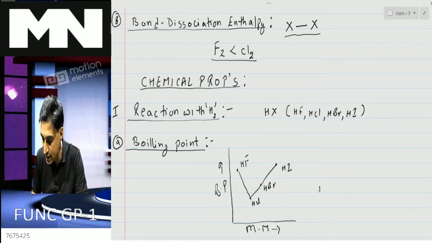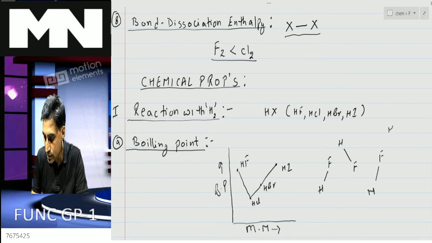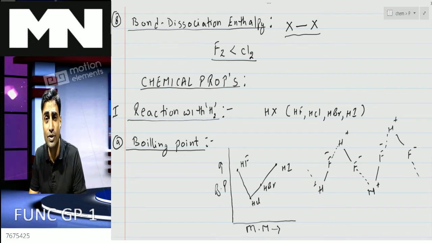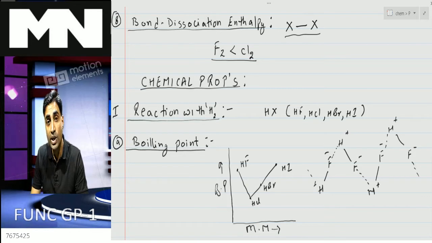So if we have a look at an HF molecule, it exists like this. In all these molecules, F is negative, H is positive. So F is negative, H is positive, F is negative, H is positive. So it will form a hydrogen bond here. Again you'll have hydrogen bond, hydrogen bond, likewise. So all these HF molecules are attached to each other by prominent intermolecular hydrogen bonding, and due to that, they have a higher boiling point as compared to HCl. So although their molar mass is lesser, yet their boiling point is higher.